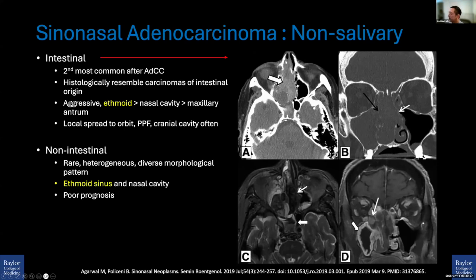We can see that there's a sinonasal mass centered in the right ethmoid air cells. And we can see that on T2, there is a low signal that could represent high cellularity or hemorrhage. On the post-contrast, you can see here are the retained secretions. This is the actual mass, and it has enhancing solid components, but there are also areas of necrosis. The non-intestinal subtype is rare, heterogeneous, and has a diverse morphological pattern. It also has a predilection for the ethmoid sinus and has a poor prognosis.